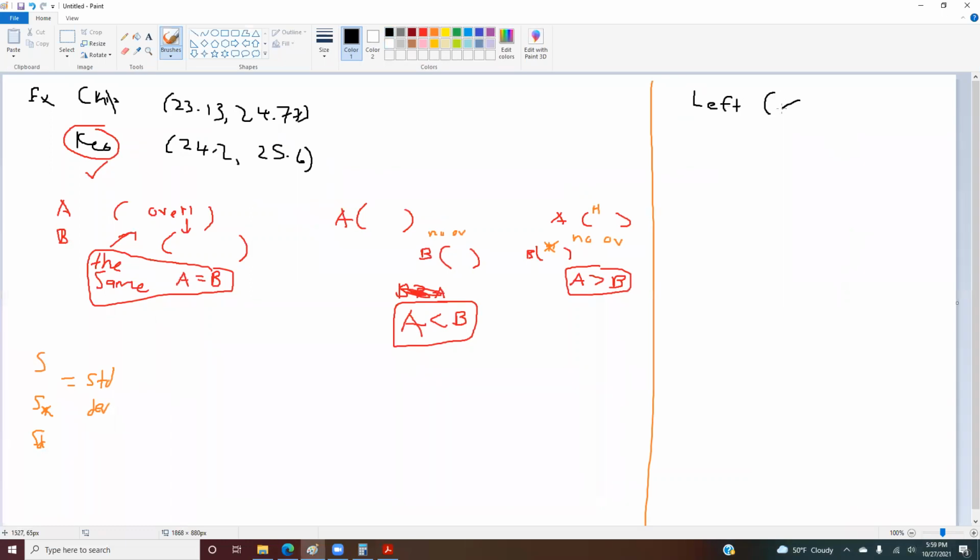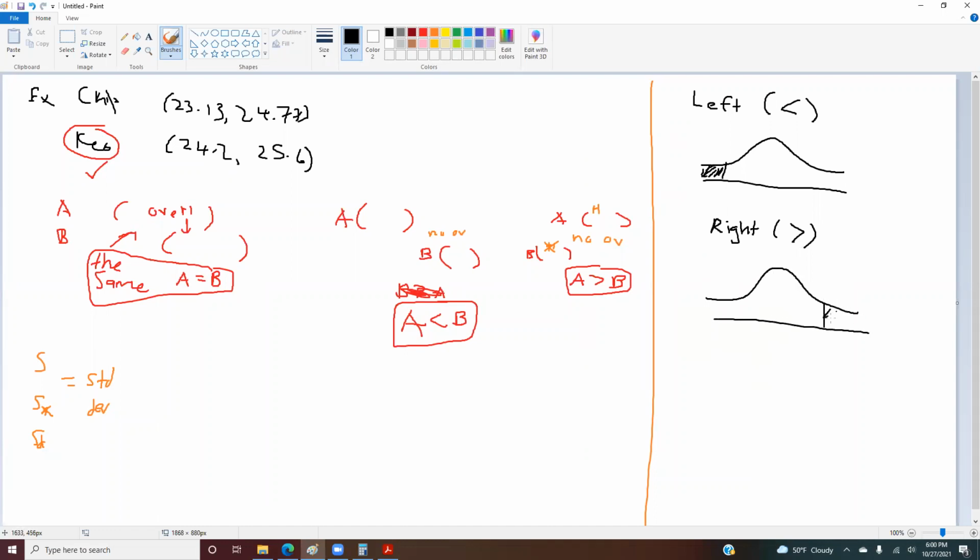So it should be less than. Your shading is on the left side. This is called a left tail test. This is when you will use less than for your claim statement. If you have a right tail test, we are using greater than, then your shading is only on the right side. This is called a right tail test.